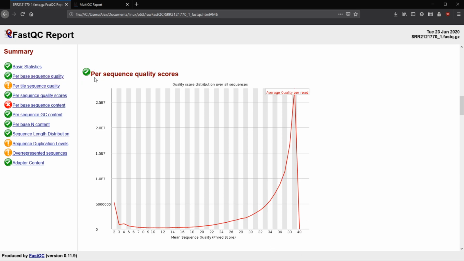A warning here is going to happen when the average quality drops below 27. So if this was the average or less, we would see a warning for this. But a failure is going to happen if we have an average quality of 20 or less. So this is cumulative reads. If we have an average of 20 or less, we're going to have this be a failed quality check.